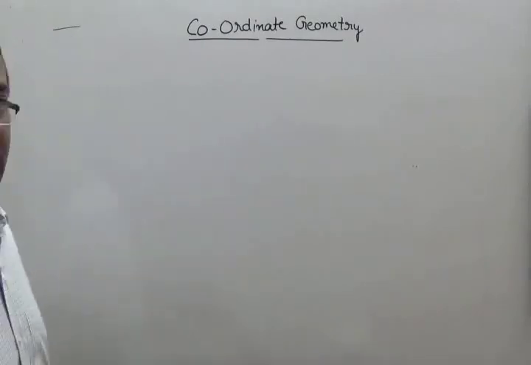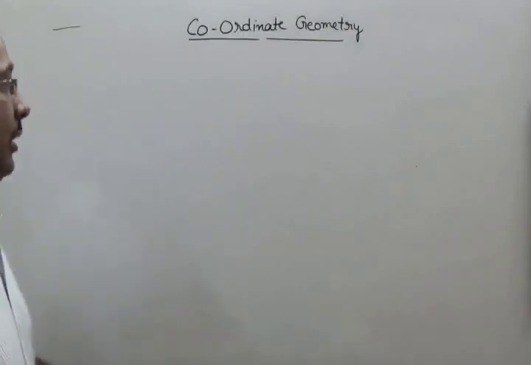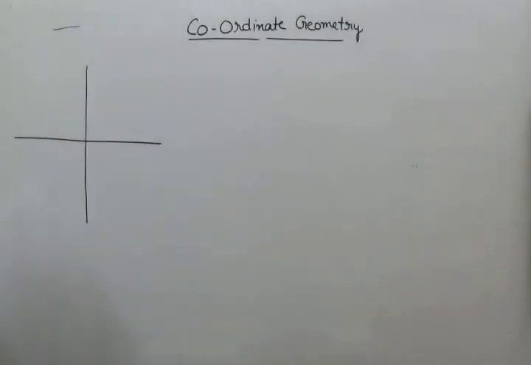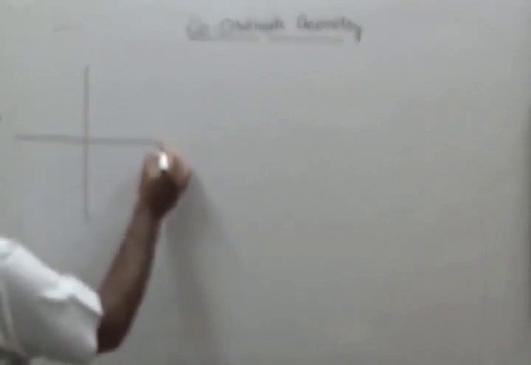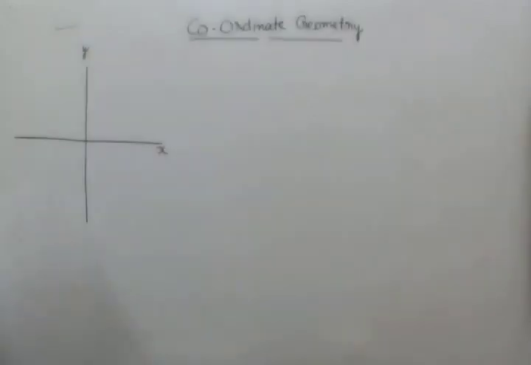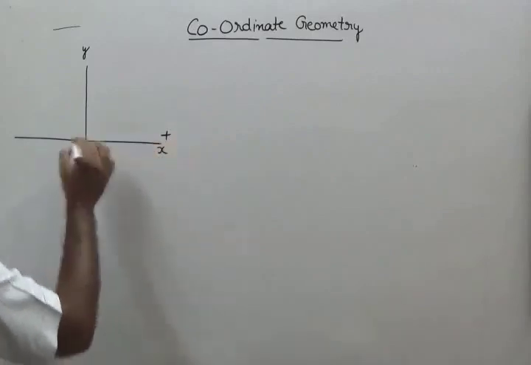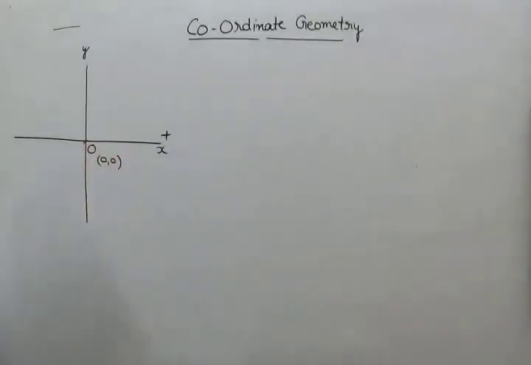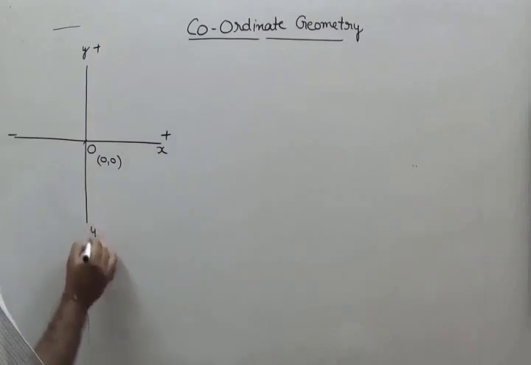Let us start with the concept of coordinate geometry. For starting the coordinate geometry, the first step that we have to understand is how to show a point in the coordinate axis. This is x-axis and this is said to be y-axis. We will know that here x is positive, that is origin O, that is denoted by O. The coordinates are 0, 0. Here x is negative, here y is positive, here y is negative.